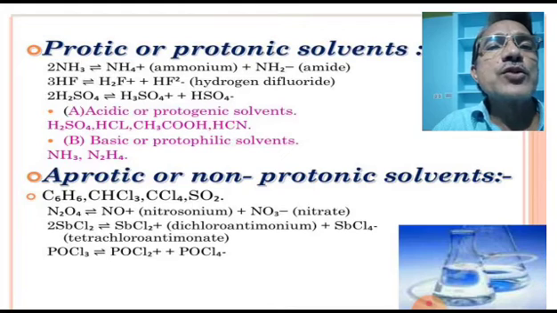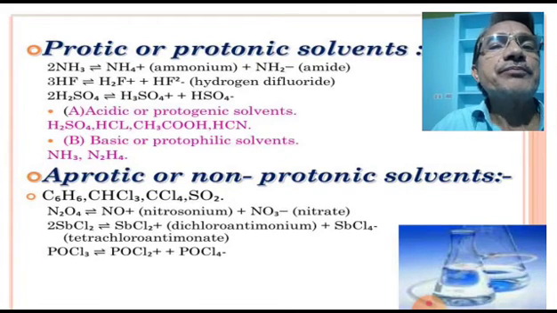2H2SO4 gives rise to H3SO4+ and HSO4-. Ammonia, hydrogen fluoride, sulfuric acid. These are called protic solvents or protonic solvents. Again, these protonic solvents are classified into two: acidic and basic. Acidic are protogenic solvents, basic are protophilic solvents.